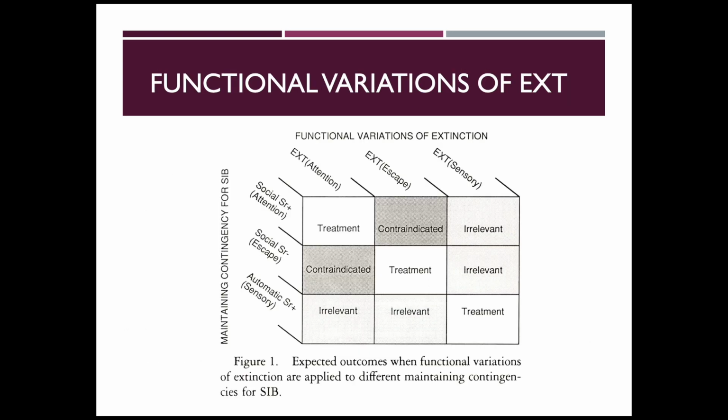So interesting work there. Okay, this comes out of the Iwata article, and these are the functional variations of extinction relative to the maintaining contingency for SIB. So if we look at SIB, which they're talking about in the article, but it could be any behavior, SIB maintained by social positive reinforcement in the form of attention. So if you have extinction attention, that would be considered treatment. It would work, right? Because you're removing the contingency of attention. If you provided escape, that would be contraindicated, meaning the behavior would worsen, right?